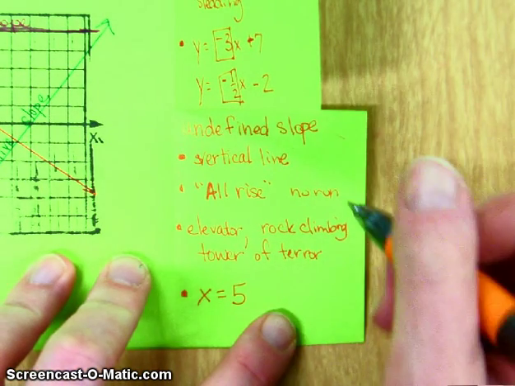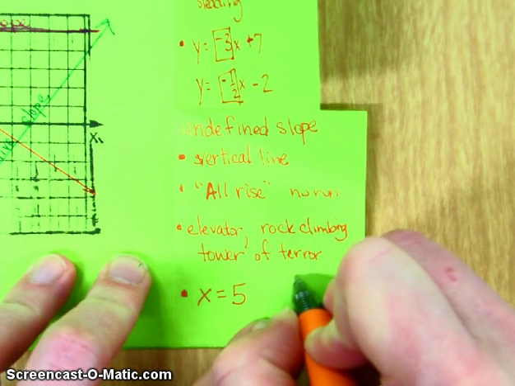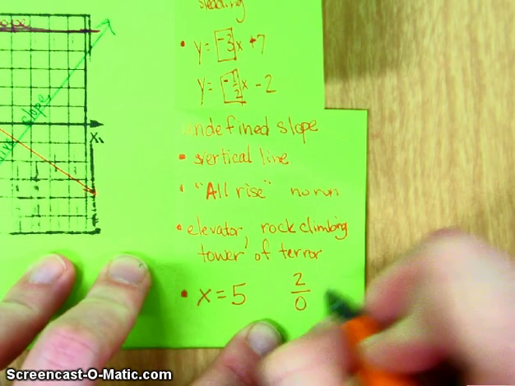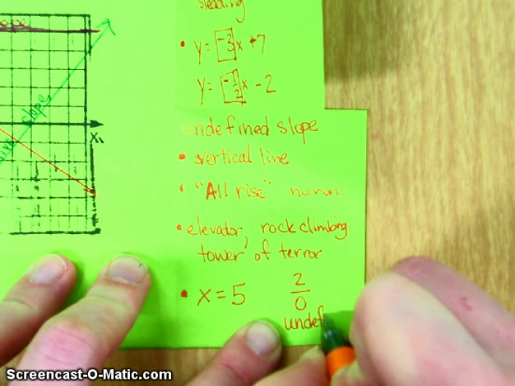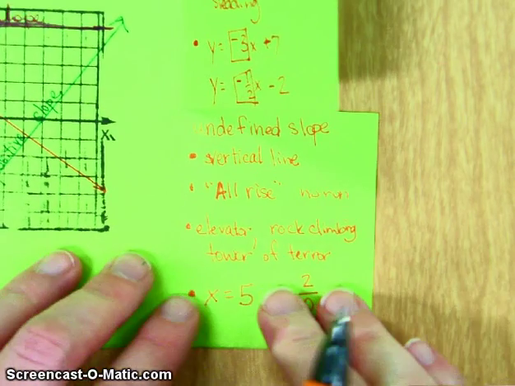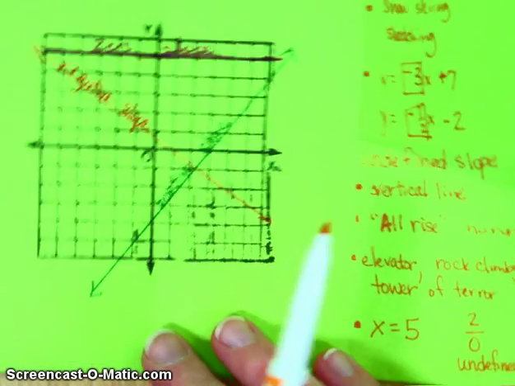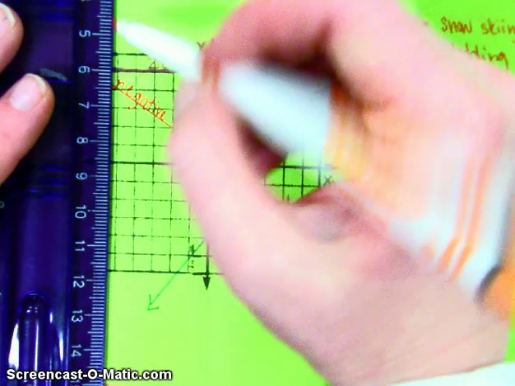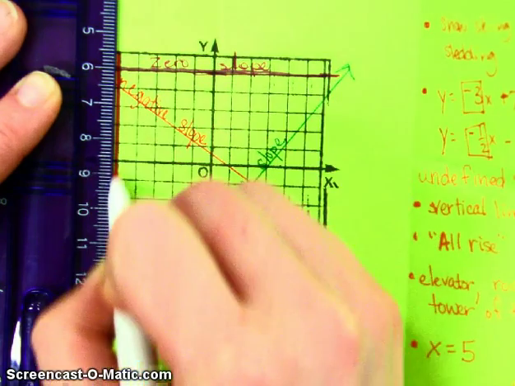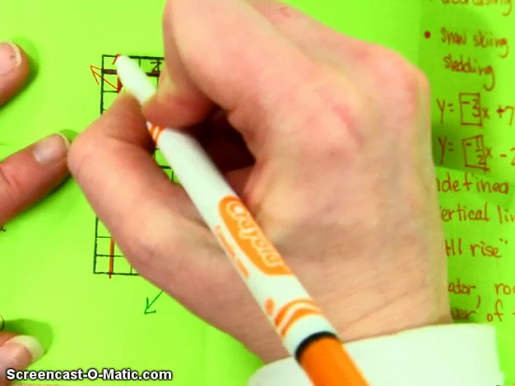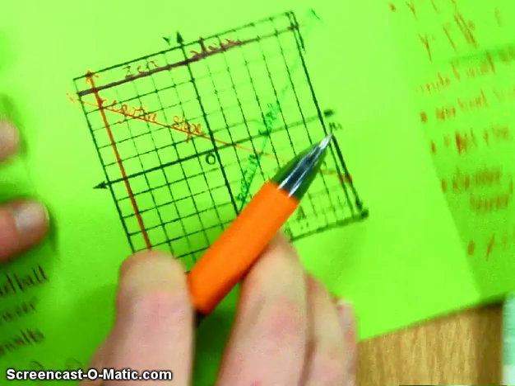If you're subtracting some coordinate pairs to find slope, you may find an undefined slope right here. If it has the 0 on the bottom, it's undefined. Now what that would look like on a coordinate plane would be this. Straight up and down. And this is an undefined slope.